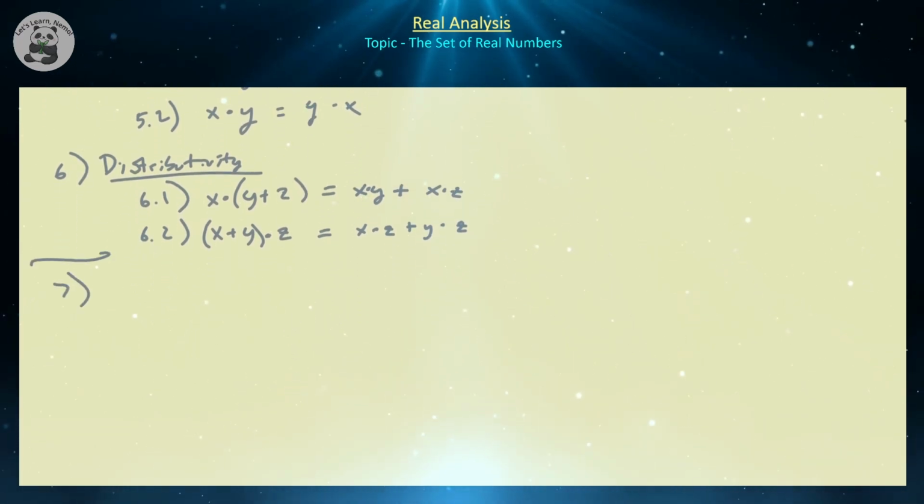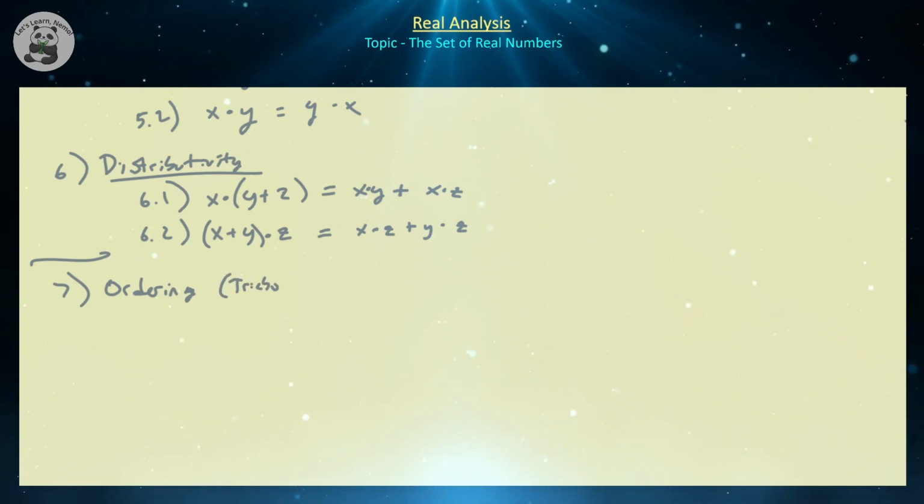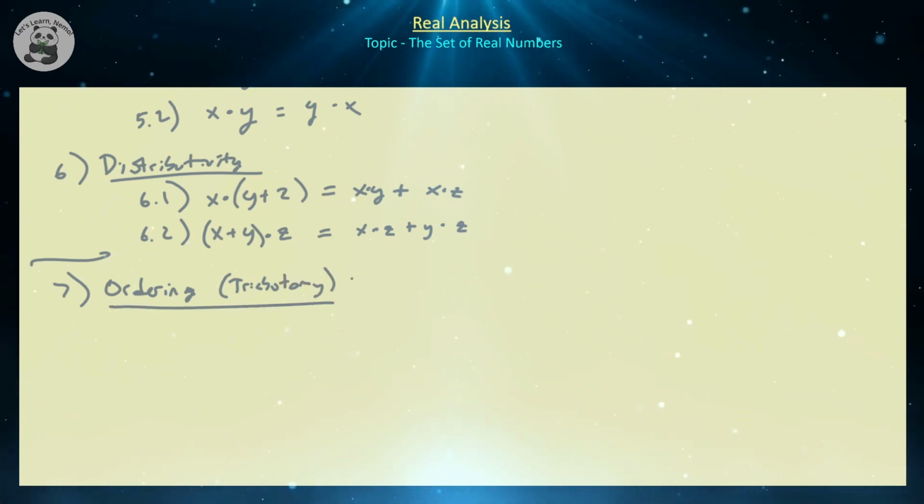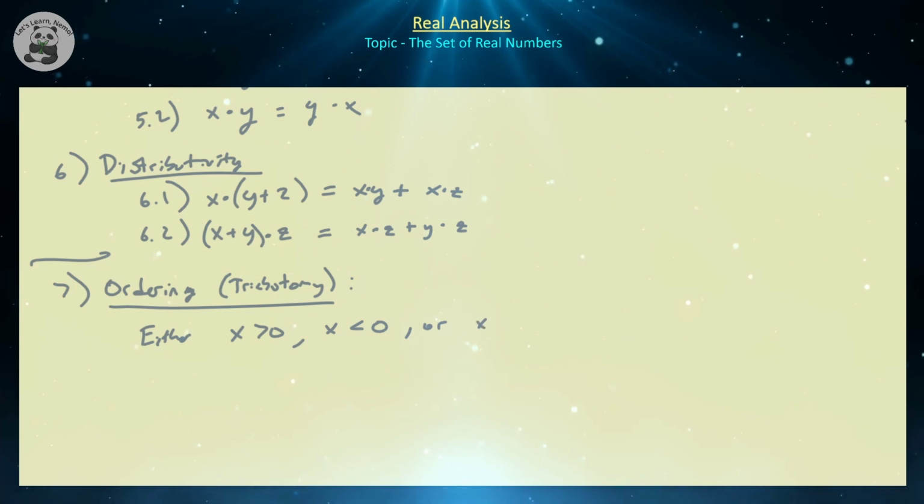And a seventh property that we usually take as axiom, if we're not constructing the set of real numbers from the ground up, is the ordering property, which some people also call the trichotomy property. And it says that either x is greater than 0, x is less than 0, or x is equal to 0. Right? So we're going to be assuming all of these properties are held.